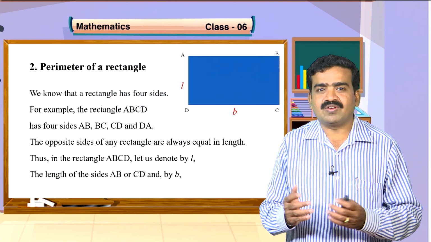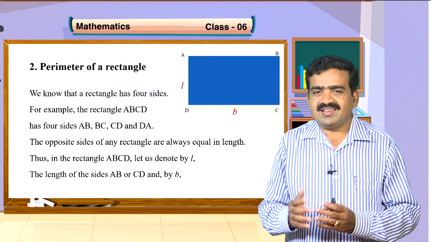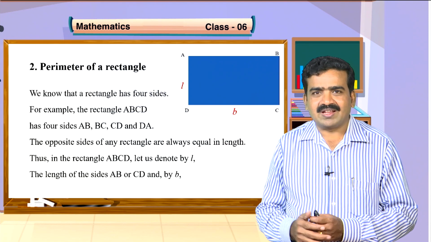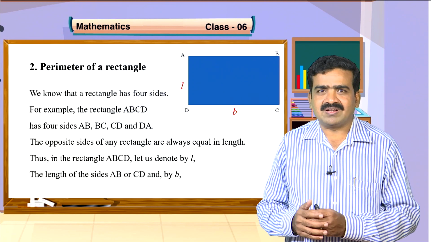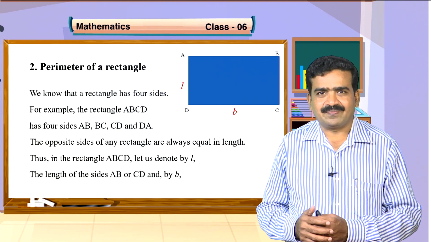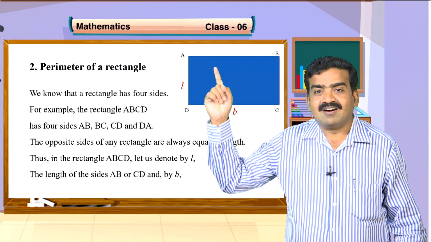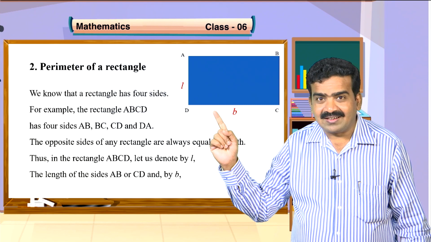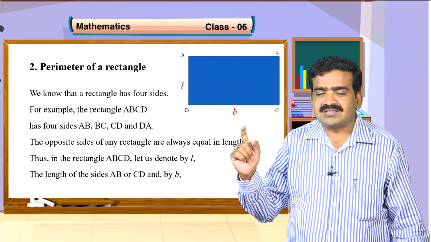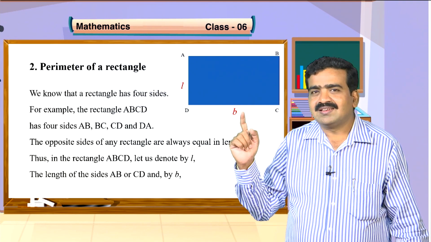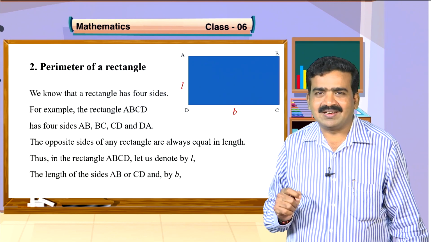Let us learn how to form a rule to find the perimeter of a rectangle. A rectangle is also a geometrical figure having 4 sides. It comes under quadrilaterals, but there is a slight difference between a rectangle and a square. In a square, all sides are equal, but in a rectangle, opposite sides are equal. Here also all angles measure 90 degrees, but the difference is that in a square all sides are equal, and in a rectangle opposite sides are equal.